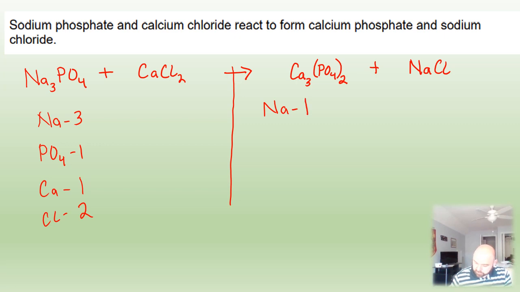And if I take the count on the other side, I see only 1 sodium over here. Phosphate groups, I see 2 of. Calcium atoms, there are 3 of. And chlorines, I only see 1. So I have my initial count here. I'm ready to adjust my coefficients and see if I can get these columns even.